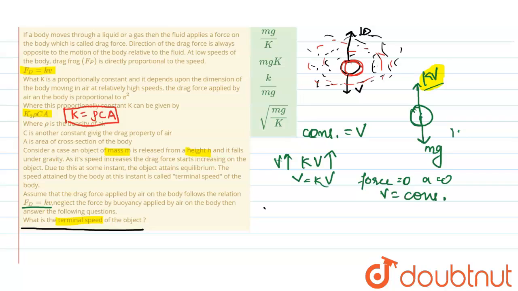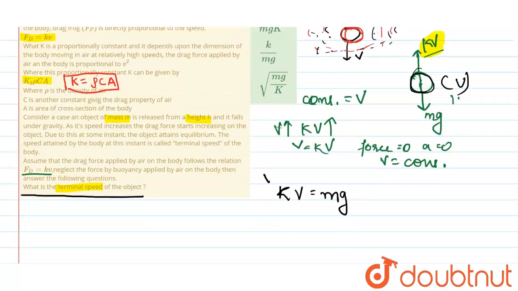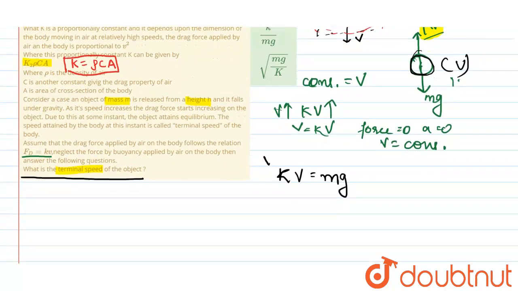Then if we consider this object attained the terminal velocity v. Okay, it is in a condition where it has attained the terminal velocity. Then at that time the downward mg and the upward drag force will be equal. So kv, that is the drag force, is equal to mg as it has attained the terminal velocity. Both the values become same. So from here we get v is equal to mg upon k.